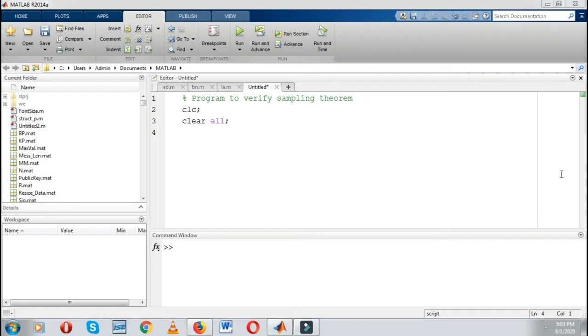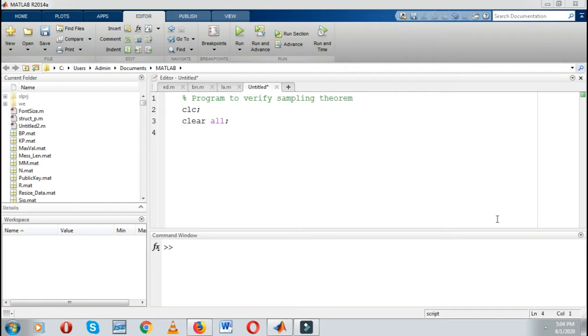So in today's video we're going to see a program to verify a sampling theorem. We already know that theoretically there is one condition for sampling. What is that condition? That fs should be greater than or equal to 2fm, meaning whatever the sampling frequency is, that should be greater than 2 into fm. Fm means modulating frequency. Okay, then and only then will proper sampling occur.